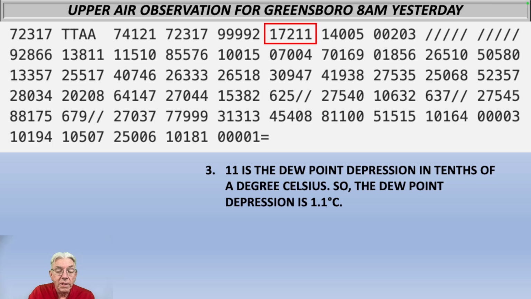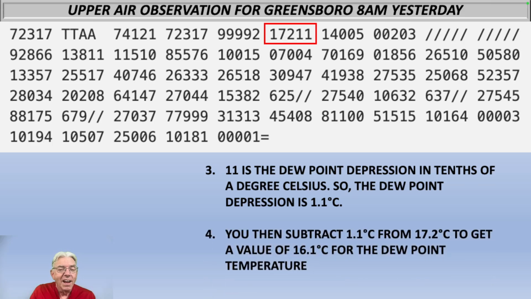And the 11, I'm sorry, I'm getting ahead of myself. The 11 is the dew point depression in tenths of a degree Celsius. So the dew point depression is 1.1 degrees C. What is the dew point depression? Is it a dew point that's having a bad day? No. You then subtract 1.1 degrees C from 17.2 to get the actual dew point, which would be 16.1, okay?